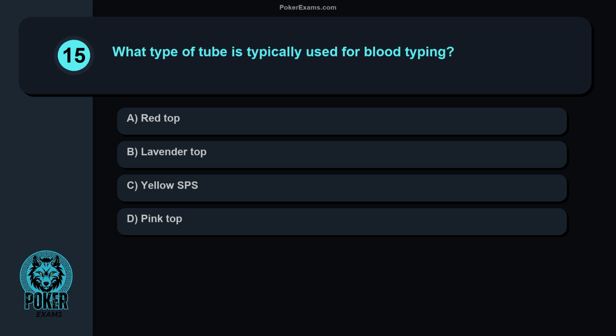Question 15. What type of tube is typically used for blood typing? Red top. Lavender top. Yellow SPS. Pink top.